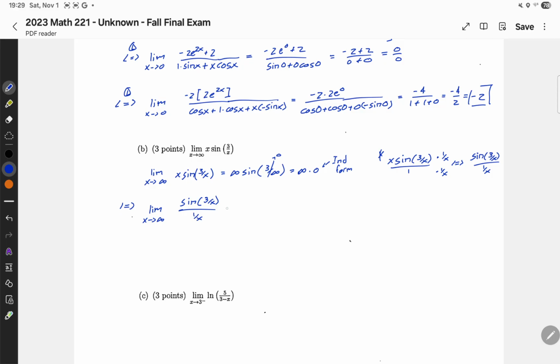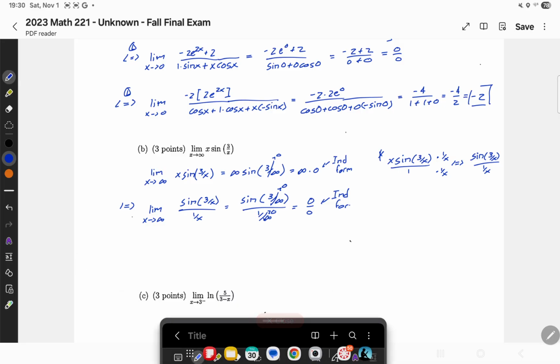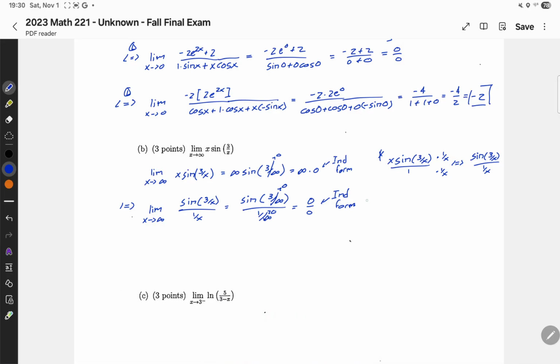Now this is going to be equal to sine of 3 over infinity over 1 over infinity. And this is going to go to 0, this is going to go to 0, sine of 0 is 0, so this is all 0 over 0, which is an indeterminate form, and it's one of our fractional indeterminate forms. Indeterminate form, so we can apply L'Hopital's.